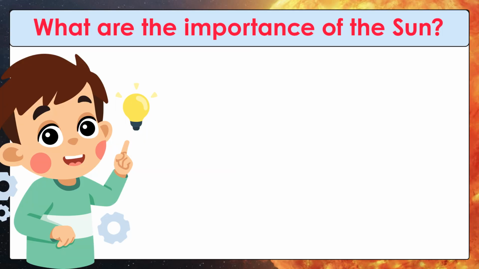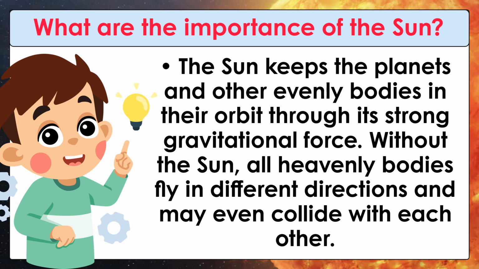What are the importance of the sun? The sun keeps the planets and other heavenly bodies in their orbits through its strong gravitational force. Without the sun, all heavenly bodies fly in different directions and may even collide with each other.